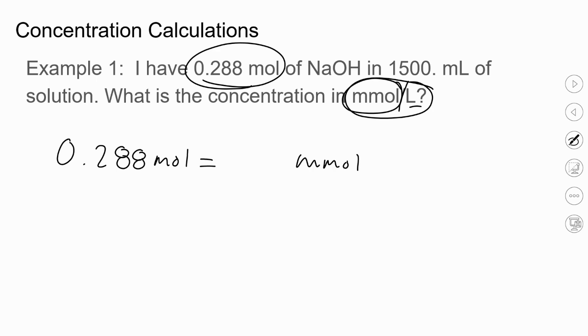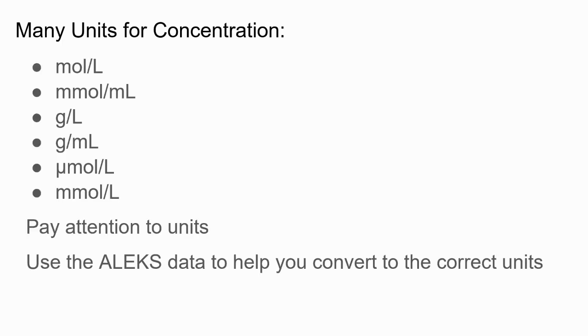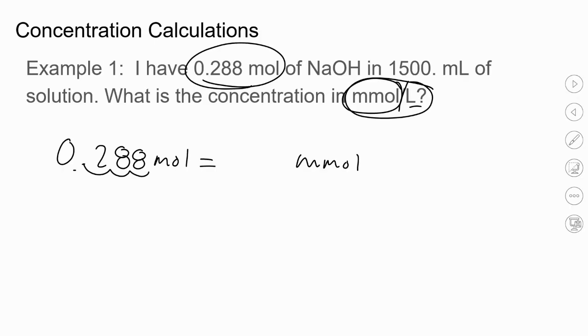Which direction should I move the decimal? To the right? Do we agree with that? 1, 2, 3. So this would be 288. My pen just decided to turn on. 288 millimoles. Okay, do we agree with that?